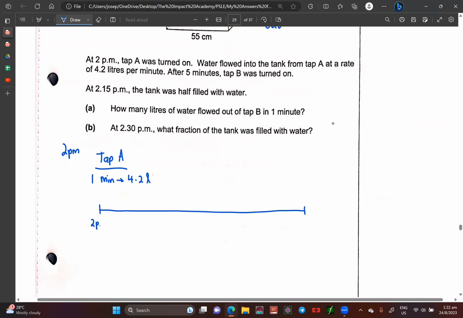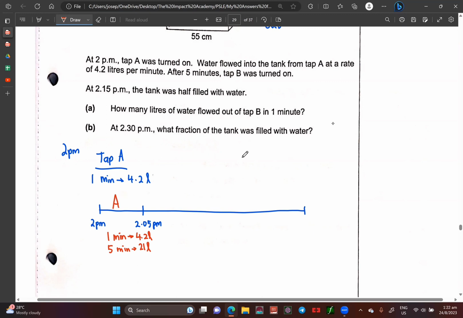I say from 2 p.m. to 2:05 p.m., we have 5 minutes of water contributed by A. We know that 1 minute is equal to 4.2 liters, so we simply find 5 minutes first. When I do 4.2 times 5, we get an answer of 21 liters. This is all done by just A, so I'll write A on top because I know that that is only by A.